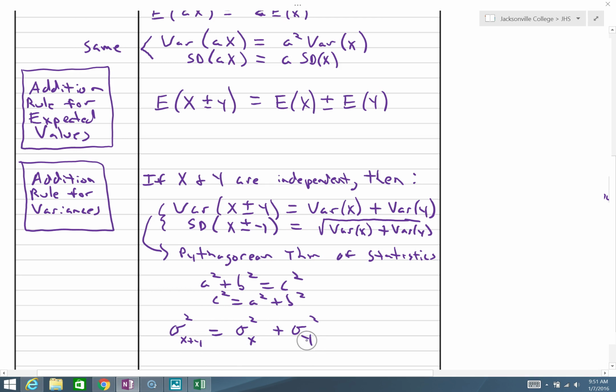And if you think about it, it makes sense, because what is variance? It's a measure of spread. It's a distance. And what is the hypotenuse but a distance? So the fact that these two are analogs, it does indeed make some sense.